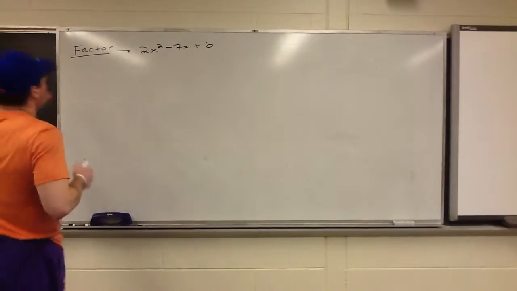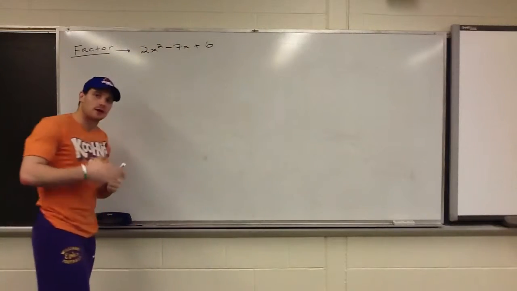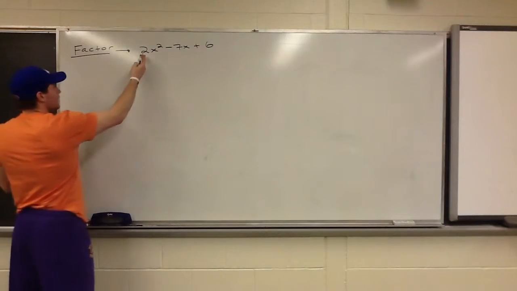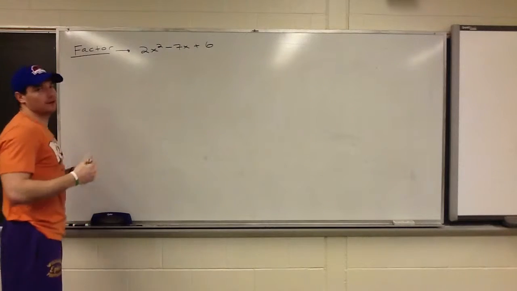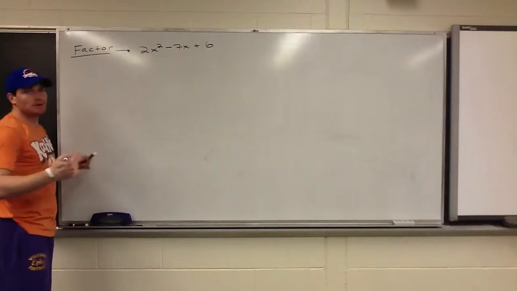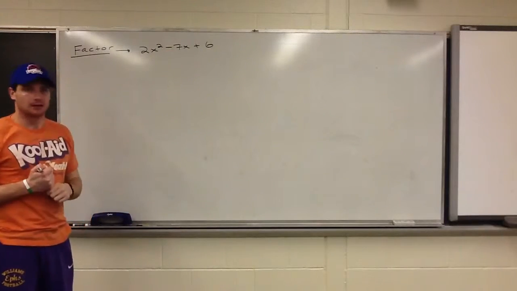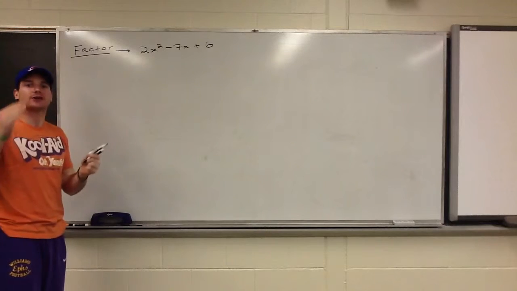For this problem, we're asked to factor 2x squared minus 7x plus 6. Now immediately when we look at this trinomial, we see that a is not 1 or negative 1. So first we think about taking out a GCF. Unfortunately that doesn't work out because 2 doesn't go into 7 that nicely. So from there we want to factor by grouping.